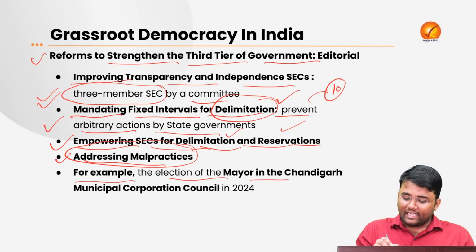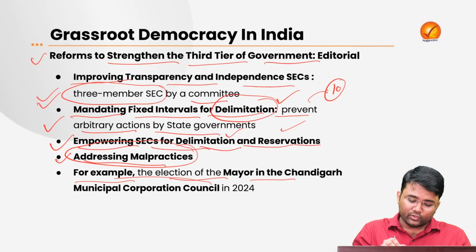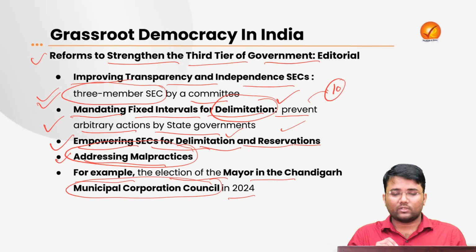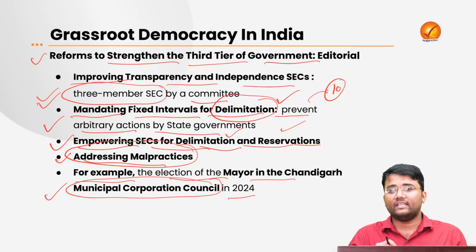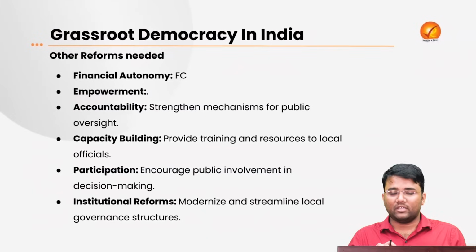For example, the election of the mayor in the Chandigarh Municipal Corporation Council, which happened in 2024, and this case dragged on till the Supreme Court of India. That shows how much corruption is involved, and that's why there is need for a proper oversight mechanism as well as technological integration to address these malpractices.